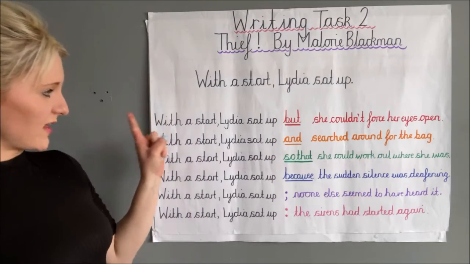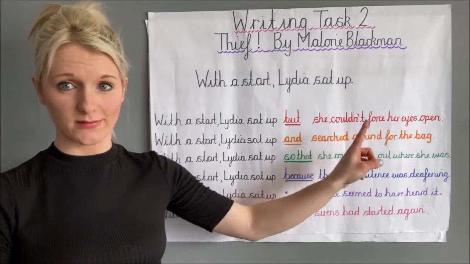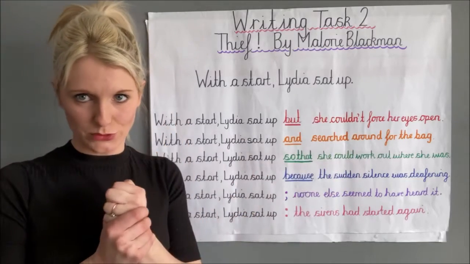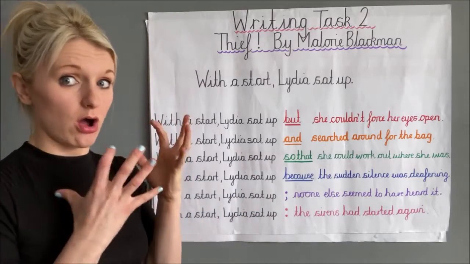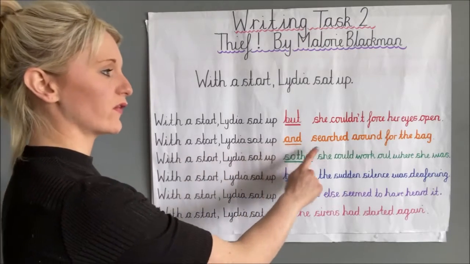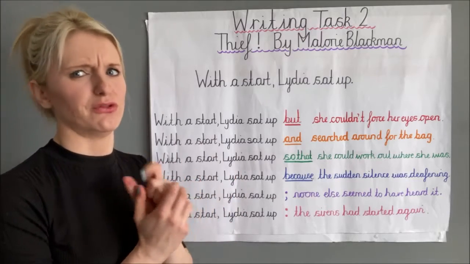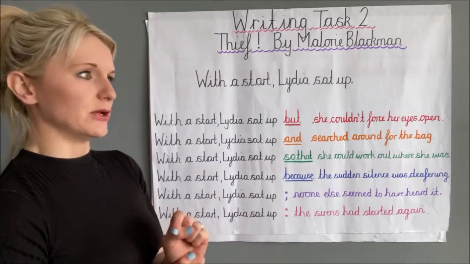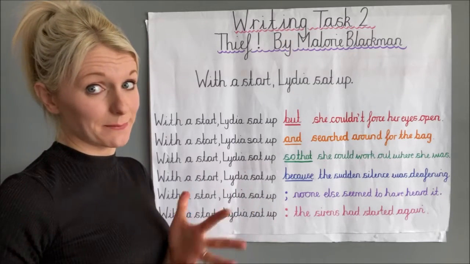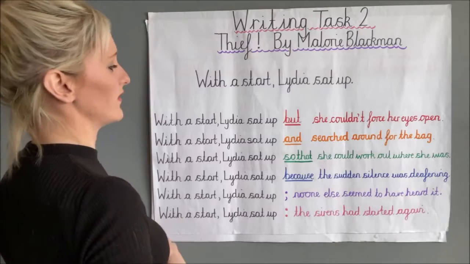So for the first one, I said, "With a start, Lydia sat up, but she couldn't force her eyes open." So like something's happened when she got caught in this freak storm and she can't quite open her eyes yet. With a start, Lydia sat up and searched around for the bag. So I was starting to think about this thing that she was accused of stealing. So maybe she's got that, maybe she stole it, maybe she didn't, maybe she's got it by accident, but she's starting to search around for it to check whether she's still got it.